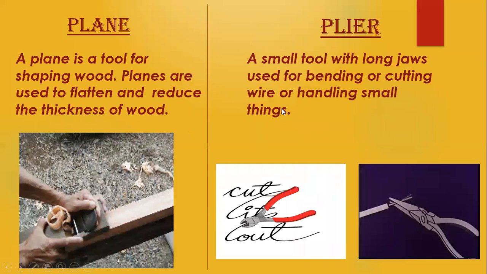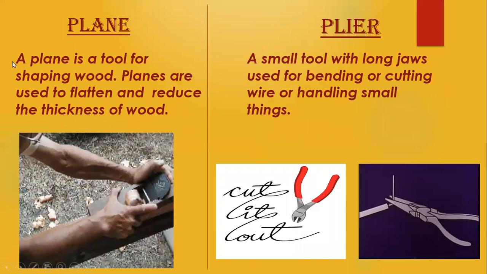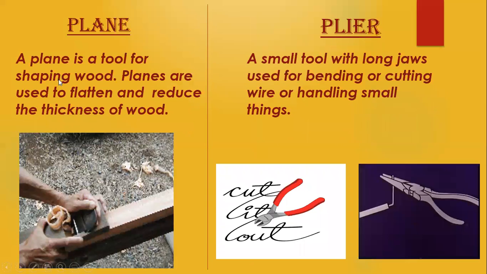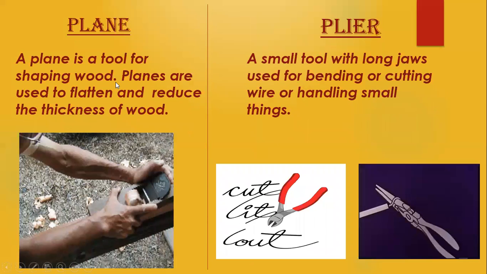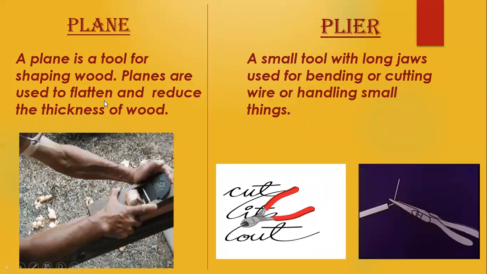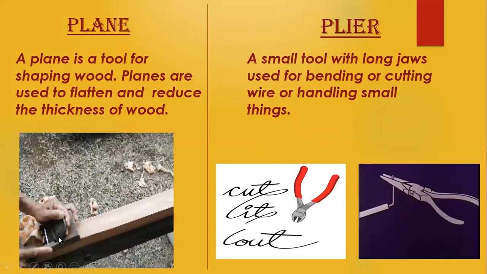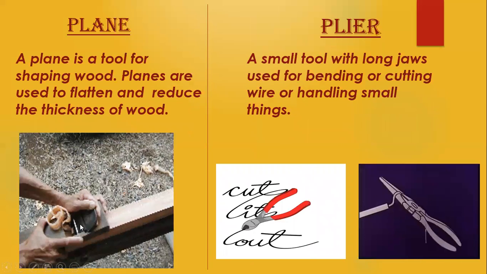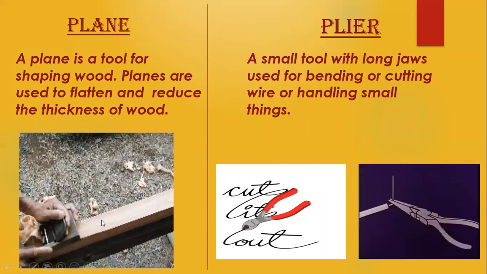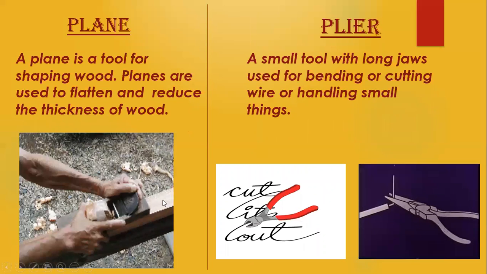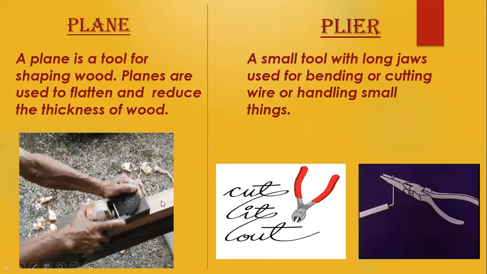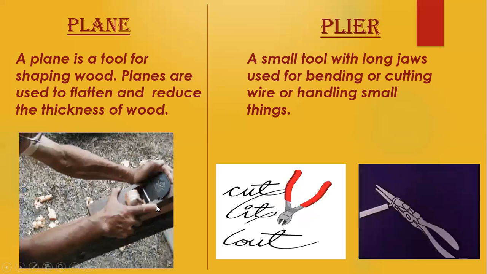Now we have plane. A plane is a tool for shaping wood. Planes are used to flatten and reduce the thickness of wood. Look, this is the tool which we call plane. Look what it's doing. It flattens the surface of the wood or reduces the thickness.